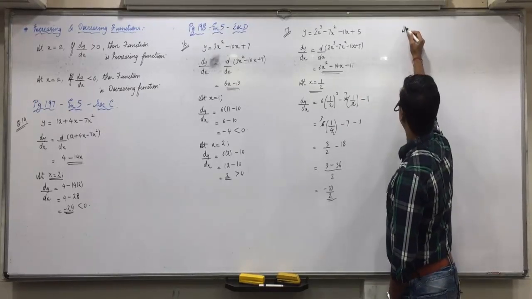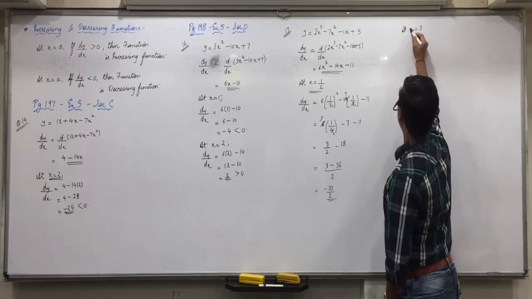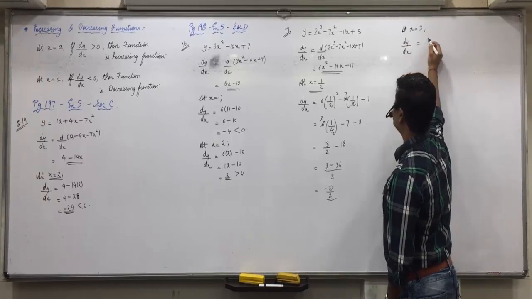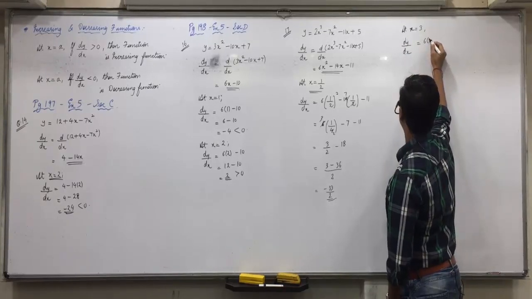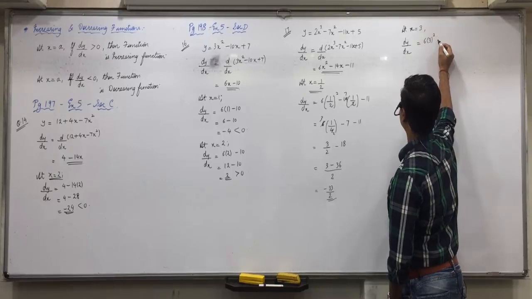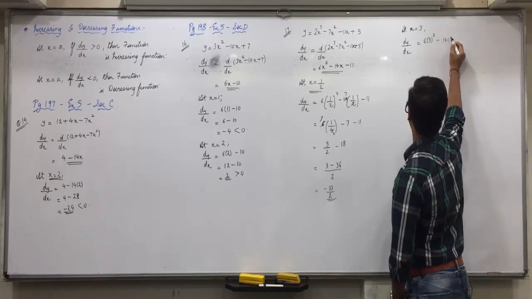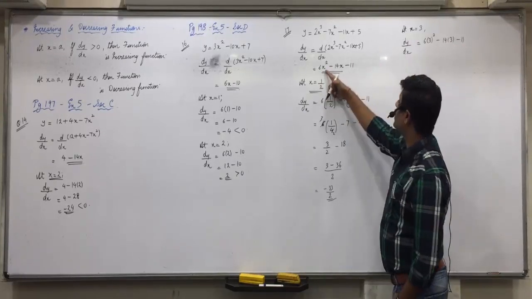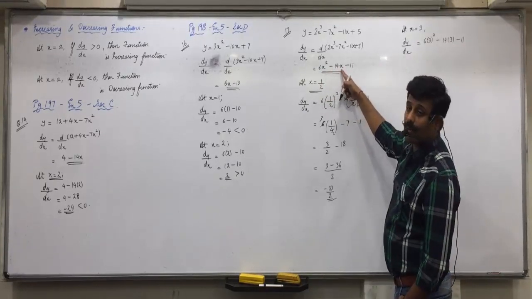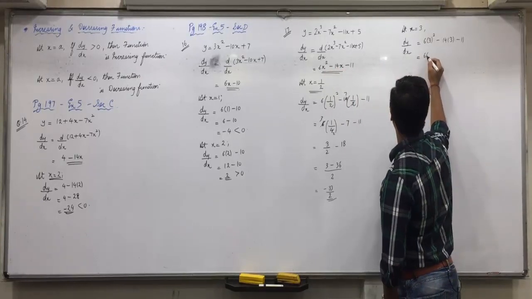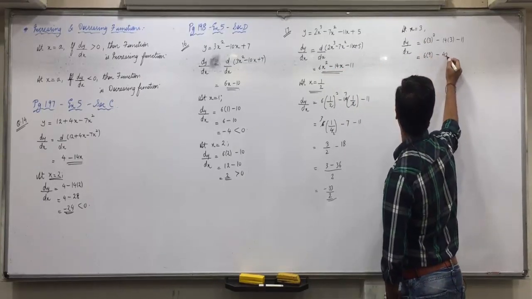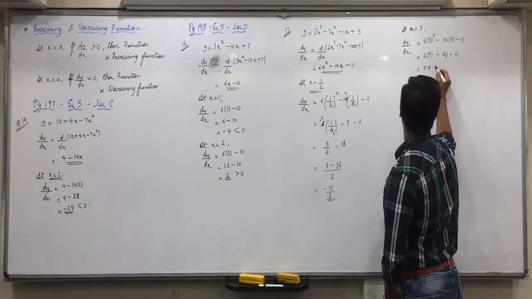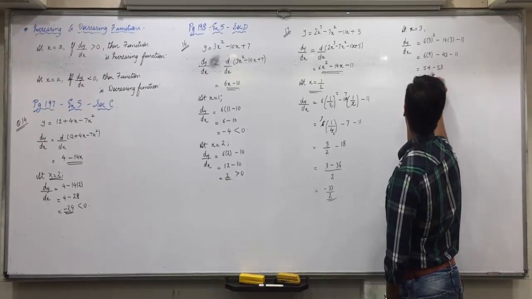At x equals 3. Now we have to put 3 in x, so at x equals 3, dy upon dx equals 6x square minus 14x minus 11. In place of x we will put 3, so 3 square, minus 14 in place of x we will put 3, minus 11. So 6 into 9 minus 42 minus 11. 54 minus 53, that is 1.